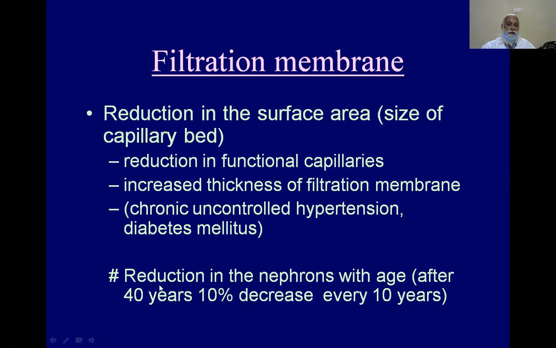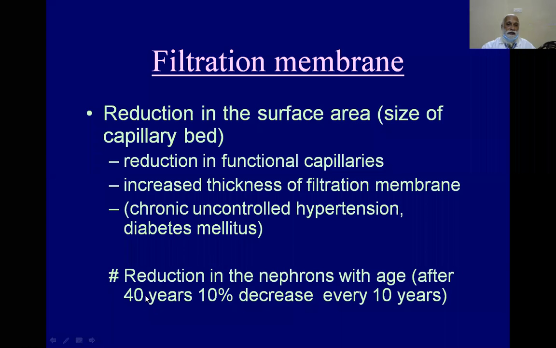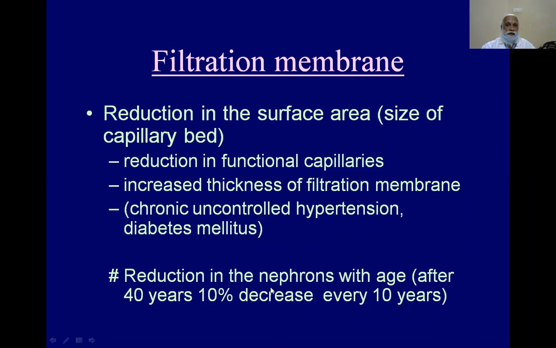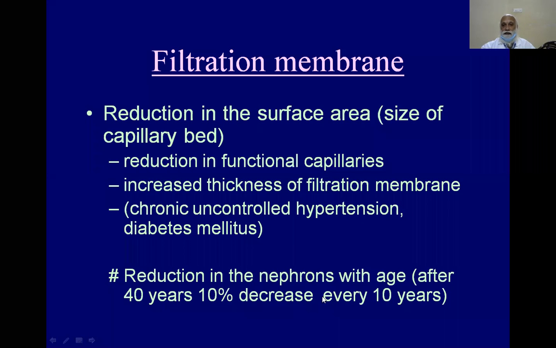Then one more thing is, if the age goes beyond 40 years, there could be about a 10% decrease every 10 years. That means with age, the number of nephrons is reduced. So as you age, the number of nephrons will be less.